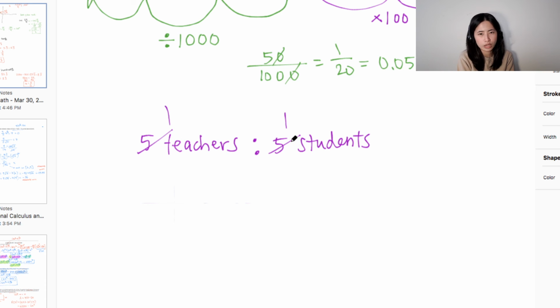So it's a 1-to-1 ratio. So the ratio between teachers and students is 1-to-1. Does that make sense? For every 1 teacher, you need 1 student. That's what it means, right? Simple as that. Okay.